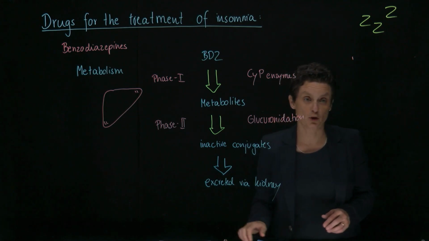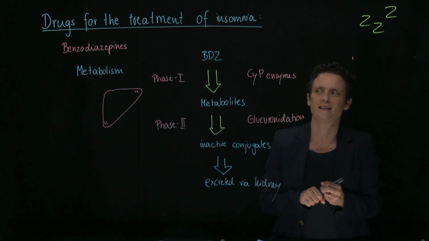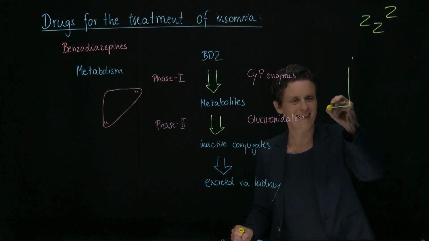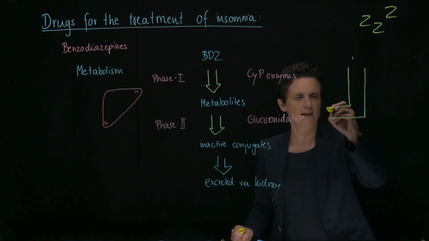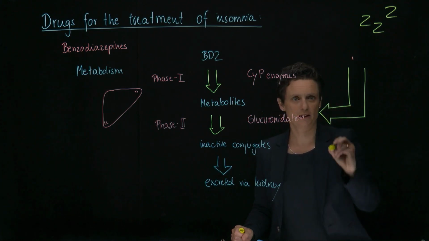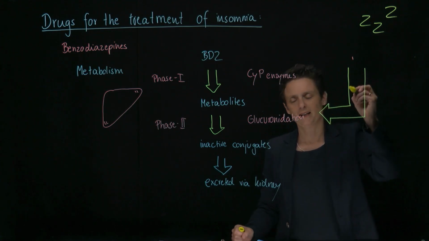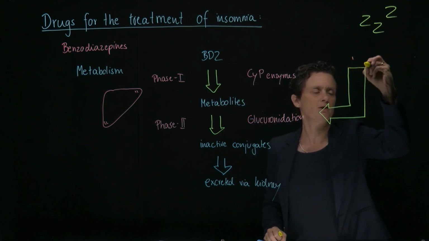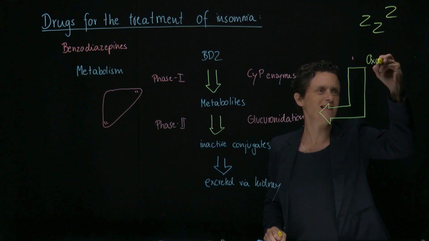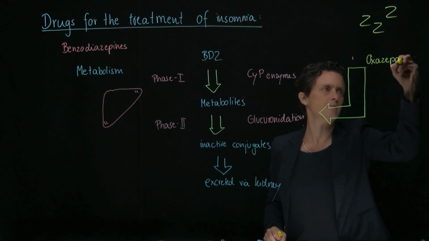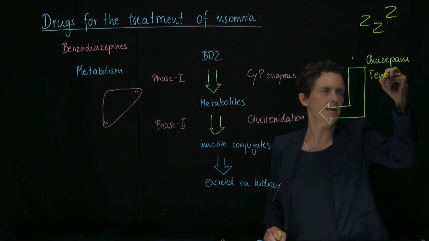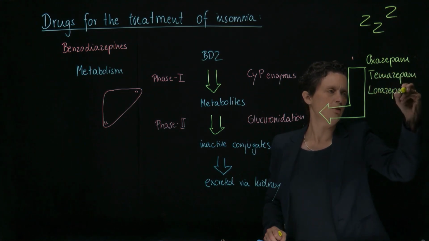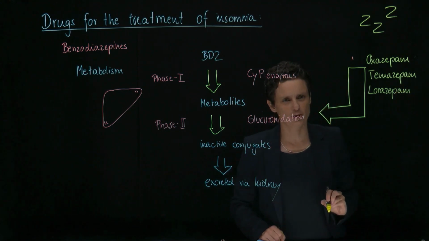However, I said most of them, not all of them, require this first step. There are a couple of exceptions. There are some benzos that skip phase 1 reactions. They go directly to phase 2. They basically don't need the CYP enzymes. And these are some famous benzos that you should know: oxazepam, temazepam, and lorazepam. So why are they interesting to know?